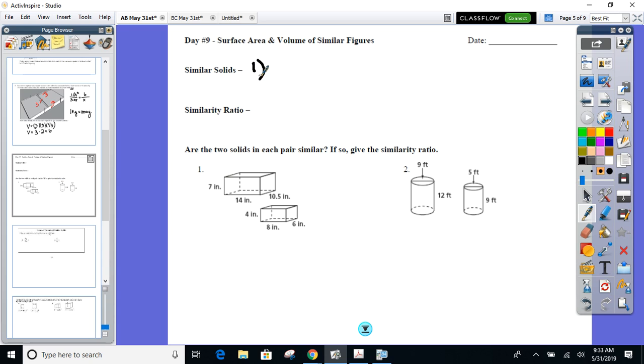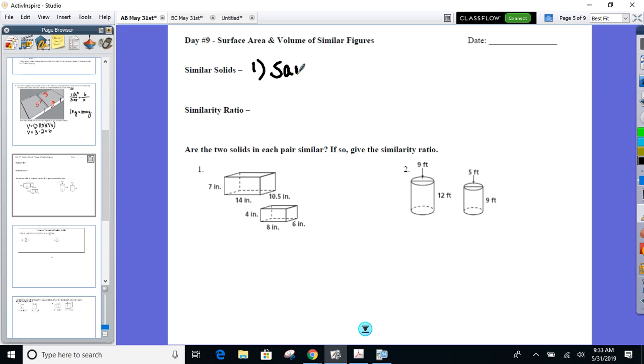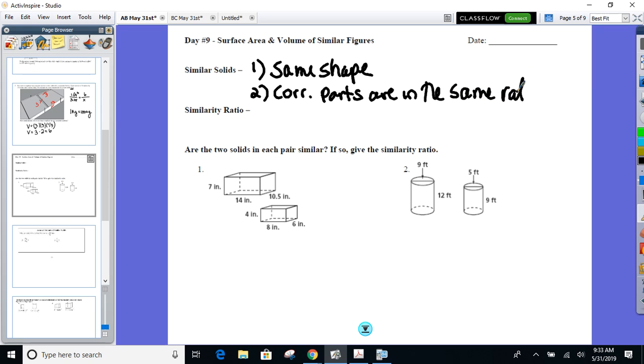There's 2 things for a similar solid. They have to be the same shape. I can't have a sphere and a cylinder be similar. It's not going to happen. They got to be the same shape. And the second thing that has to happen, corresponding parts need to be in the same ratio. So they both have to be the same solid. And when I say corresponding parts here, the heights, the widths, 2 radii, 2 heights are all in the same ratio. All right?